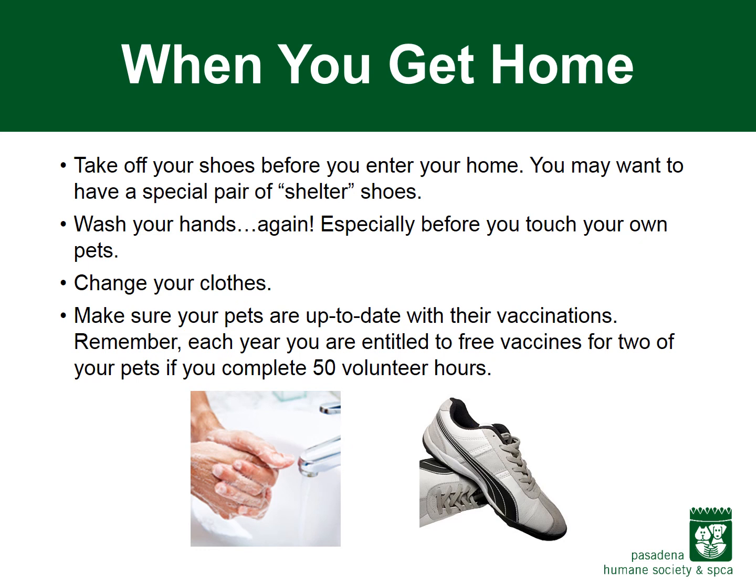Now, when you get home, take off your shoes before you enter your house. If you can, you may want to wear a pair of special shelter shoes, because shoes are a huge fomite. When you leave the shelter, you're probably tracking something home with you. So it's important that you take them off outside, or just keep your separate pair of shelter shoes. Wash your hands again, especially before you touch your own pets. Change your clothes. That's a really important one, because again, we've talked about fomites, and you can carry things home to your pets at home, or even potentially other things.